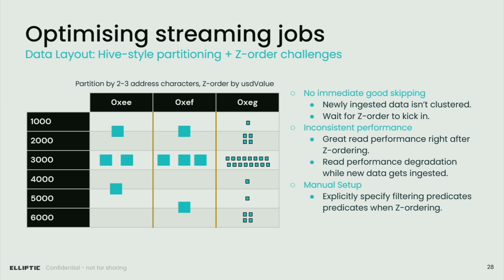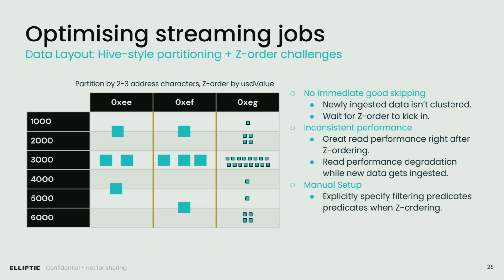And another important factor is that this is static. Once you decide how you're going to do the Hive-style partitioning, you can't change the columns that you've chosen without rewriting the entire table. And now we're talking about terabyte level tables, so rewriting every time you want to change it is not good. One other issue that we encountered with Elliptic was concurrency.